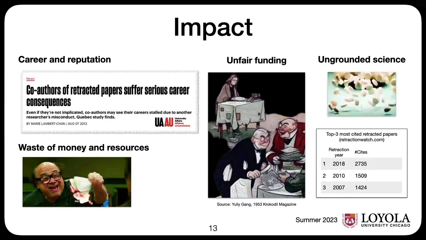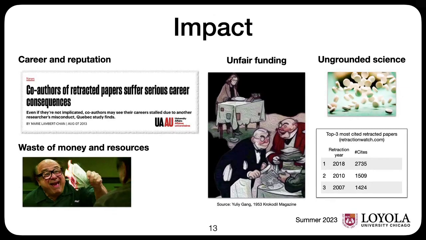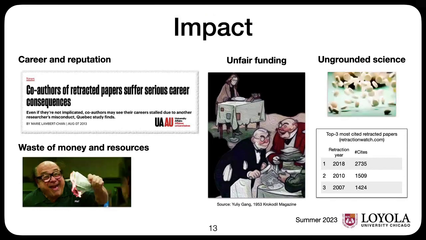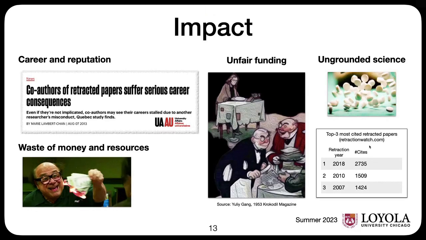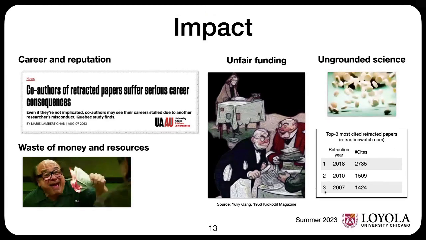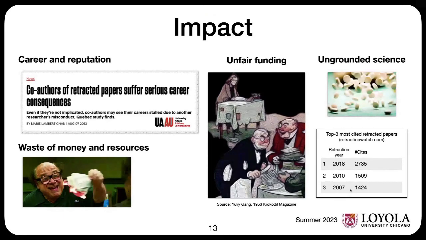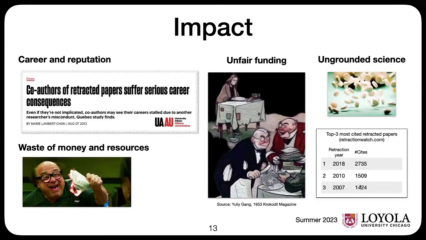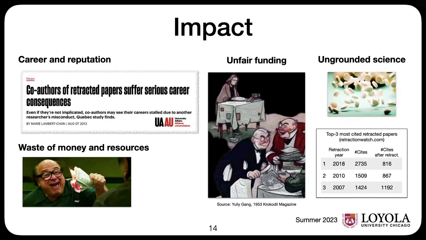So yeah, it's worrisome that some ungrounded science is being produced with these problems. And when you look at, for example, the top 3 most cited retracted papers in Retraction Watch, which is the blog that looks for retractions, you can see here these 3 papers, and you see the number of citations they had before retraction, and they were highly cited, right? And even after retraction, they're still being cited.